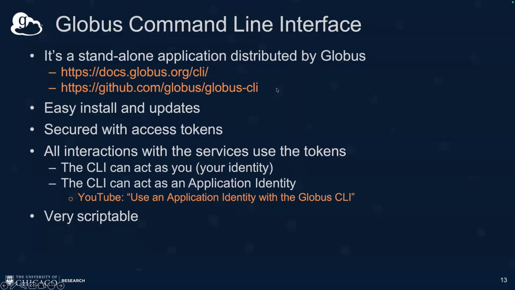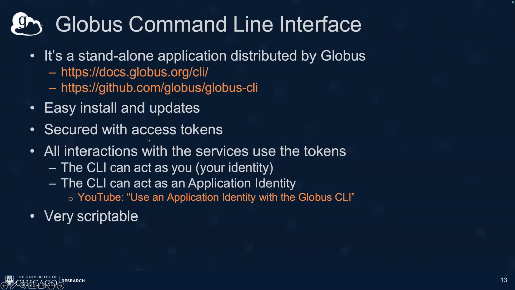It is Python, and so you will need a Python environment on a system in order to install the Globus CLI. But once you've got Python, you can just pip install the Globus CLI, and you can even automatically update it when there's an update. It'll tell you when you start it, hey, we've got an update. Do you want to install it? And you can do that if you want to.